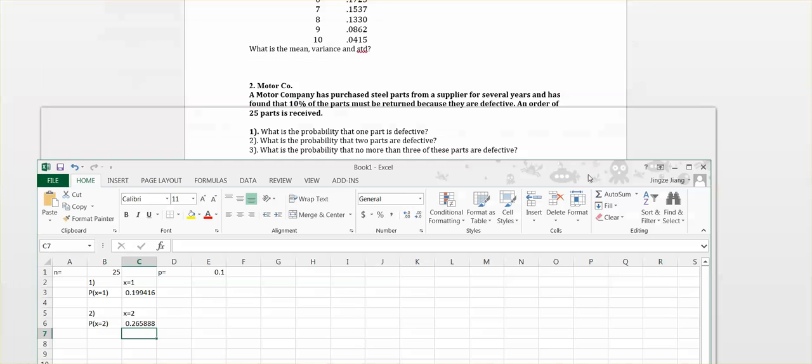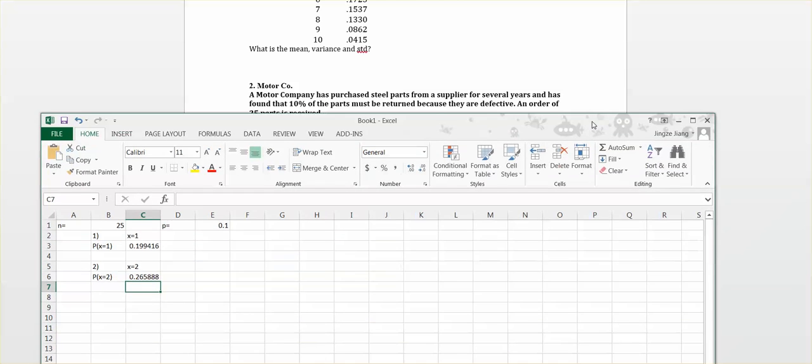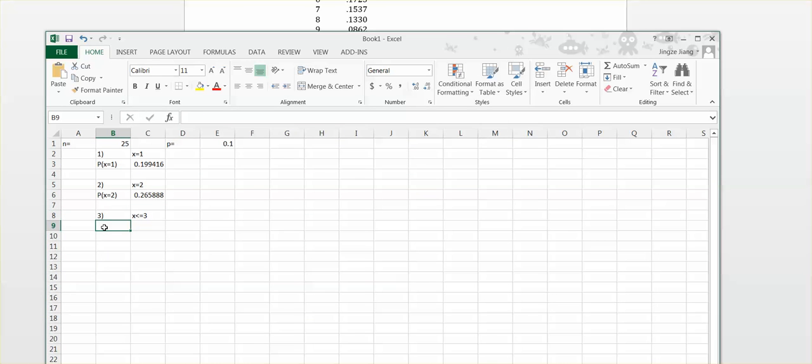Now let's look at the last question. What is the probability that no more than 3 of these parts are defective? What does no more than 3 mean? If we translate this question into math language, we get the probability for x smaller than or equal to 3. So the third question is asking for x smaller than or equal to 3, no more than 3. As I mentioned, we have two options to get this probability.